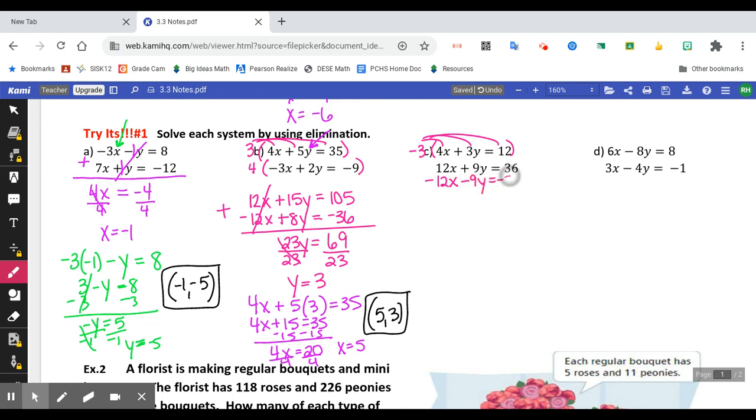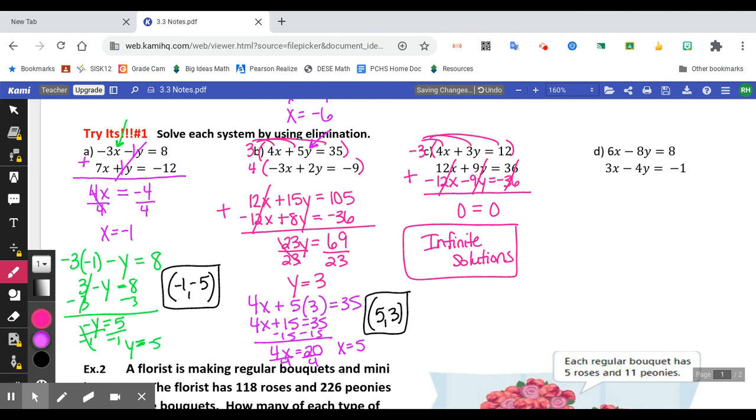-9y equals -36. And you've probably already seen what's happening here. They all became opposites, so they are all going to eliminate. 12 minus 12, 9 minus 9, that gives me 0 on this side and 0 on that side. They are the same, so I have infinite solutions.